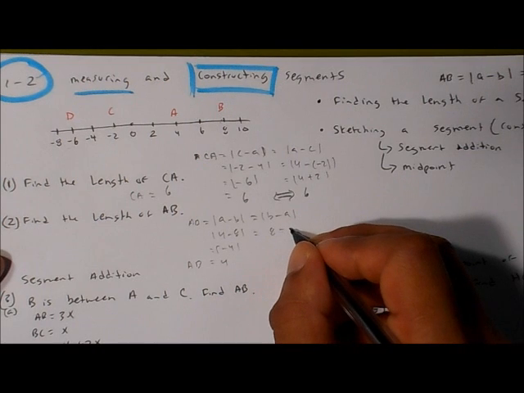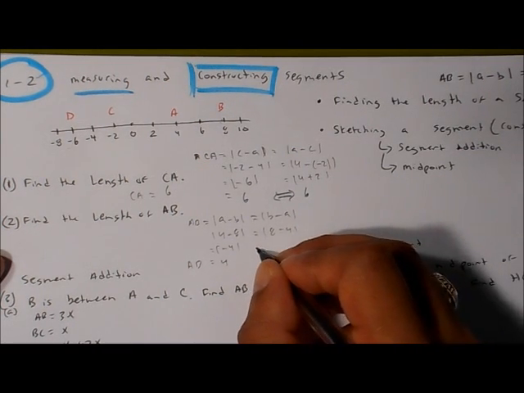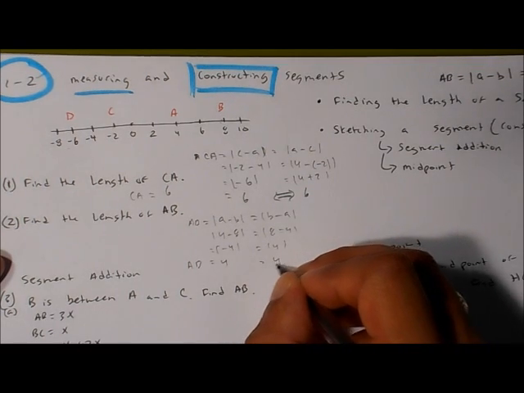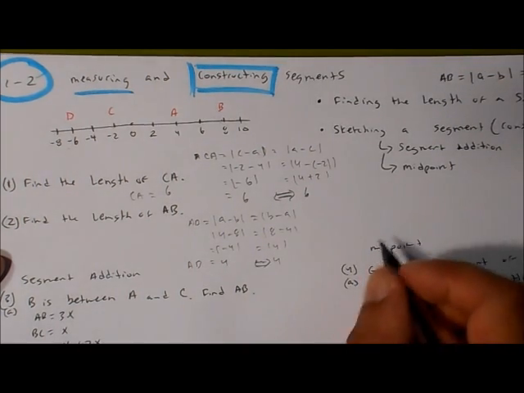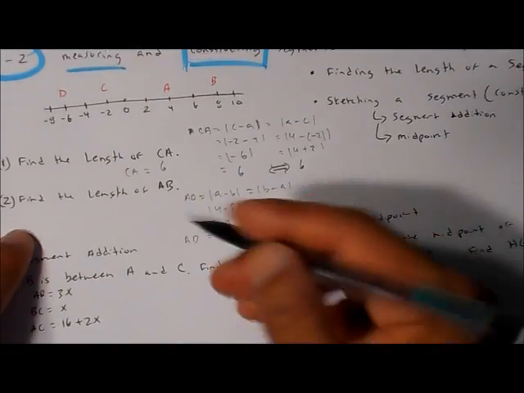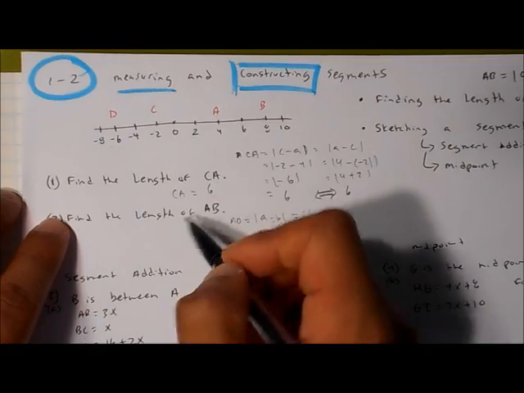If you said a positive 4, then you're correct. So A minus 4, the absolute value of 4 equals 4. Okay, and there you go. That would be 1 and 2 here. So that's just measuring the length. Find the length of C to A.